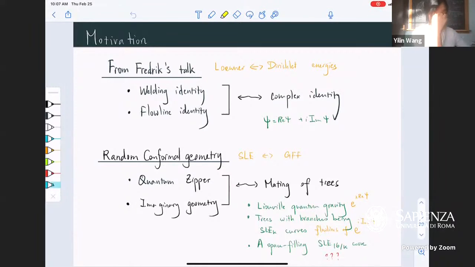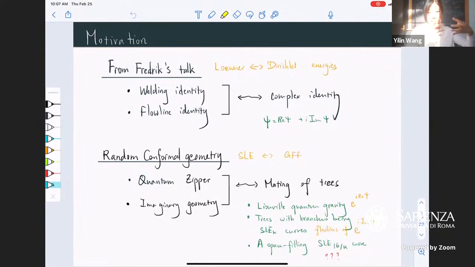So the answer that we came up with is the mating of trees theorem. This is a result by Duplantier, Miller and Sheffield, which actually also puts together the quantum zipper and imaginary geometry. Roughly speaking, if you go to one of those talks, you can probably see Scott doing this motion of having two trees intertwine together to form a Riemann sphere.